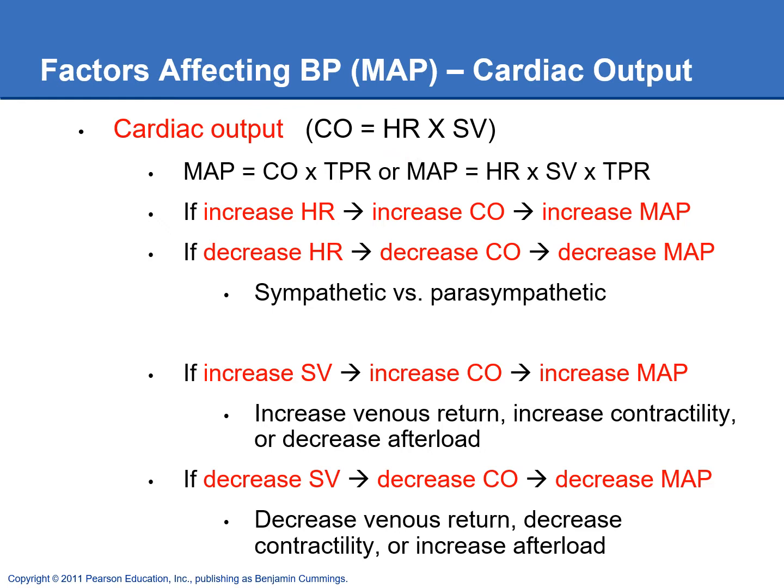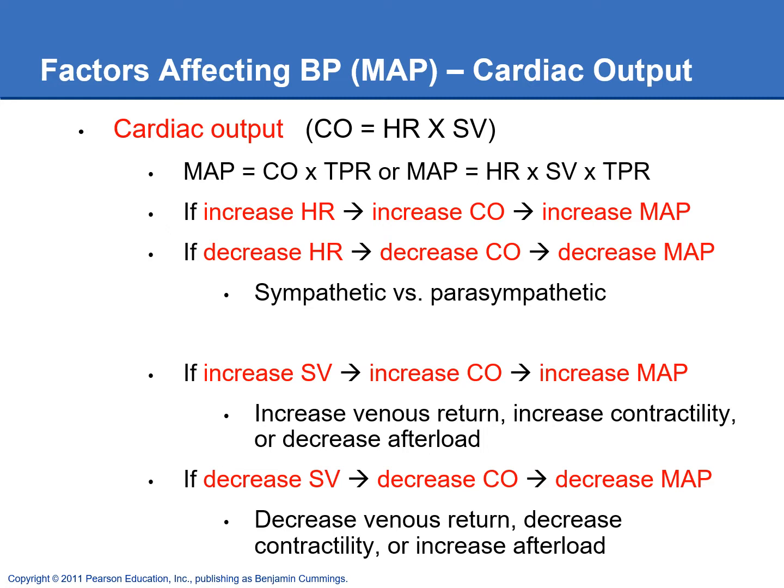So if you increase the heart rate by increasing sympathetic stimulation to the SA node, then that increased heart rate will increase the cardiac output, and then the increased cardiac output will increase the mean arterial pressure. If you decrease the heart rate by increasing parasympathetic stimulation of the SA node, the decreased heart rate will decrease the cardiac output, and then the decreased cardiac output will decrease the mean arterial pressure.